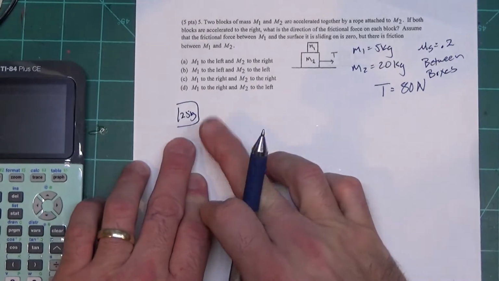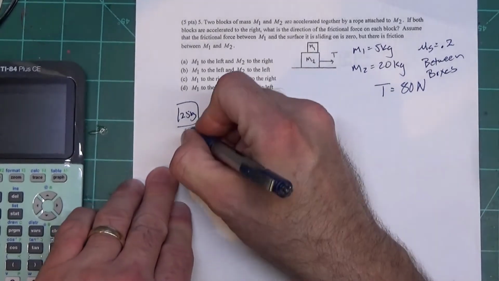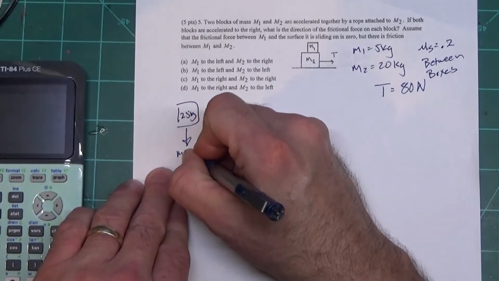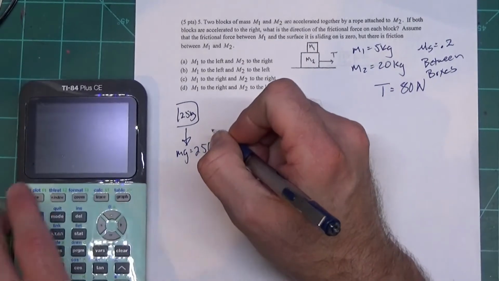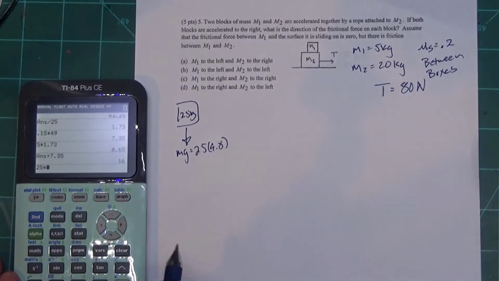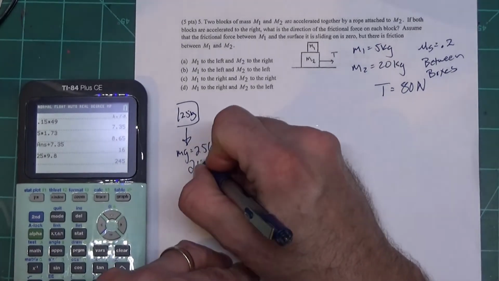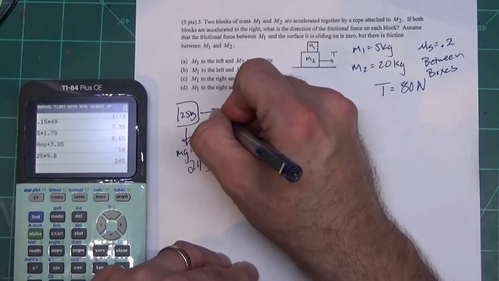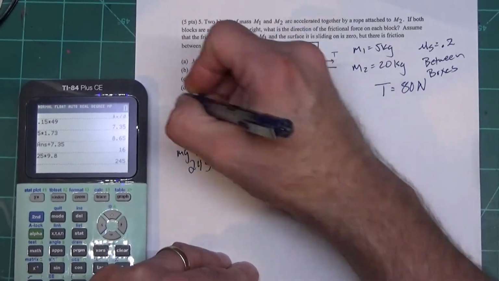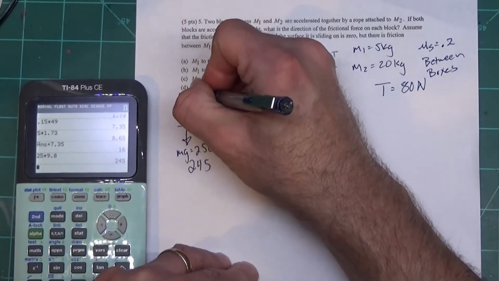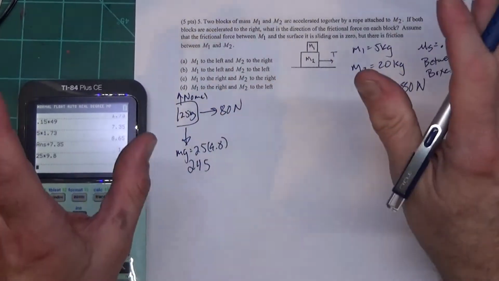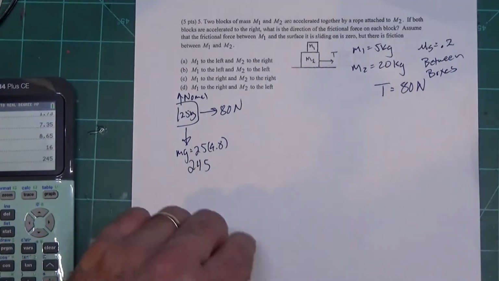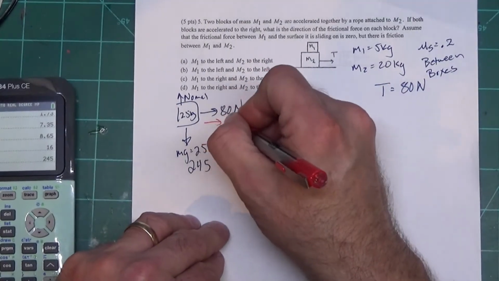Let's do our free body and work through that. Okay? So mg going down will be 25 times 9.8. Let's find out what that is. It's 245. We have a tension going this way of 80 newtons. We have a normal force. And that's it. There's no friction. Okay? The only other thing we have is we have an acceleration this way.